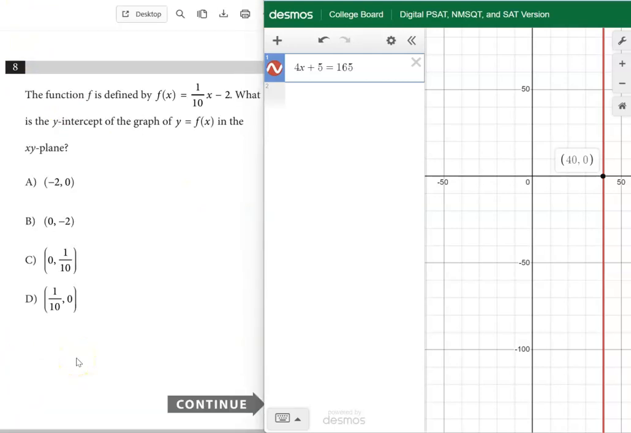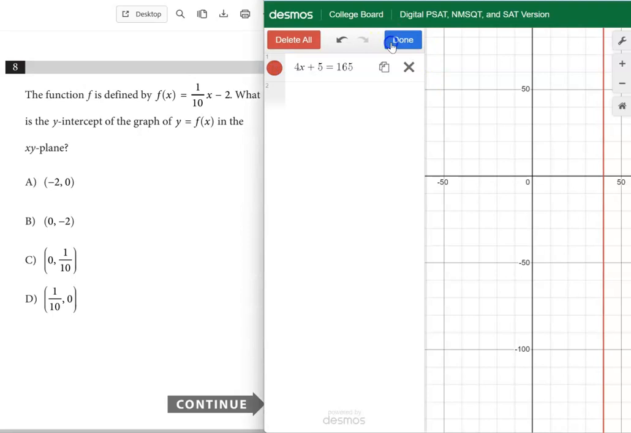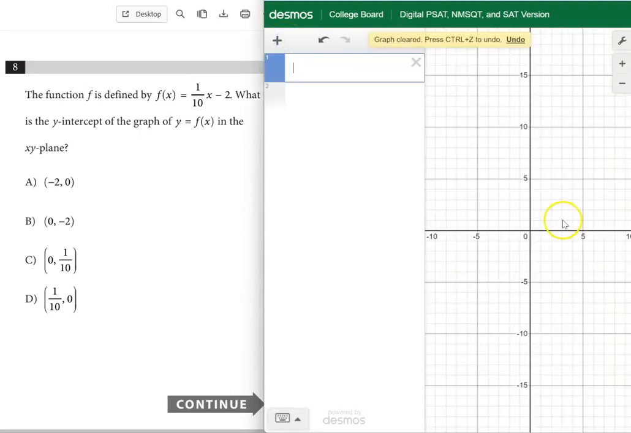The next item we'll look at is on the same page, page 45, and it's item number 8. Before we do this item, I do want to show you how to clear this calculator so that you can start over fresh with each item with a new calculator with nothing on it. So click this gear, and you'll see delete all. Click delete all, and you'll notice how it adjusted the screen and the window and everything back to the way it was originally.